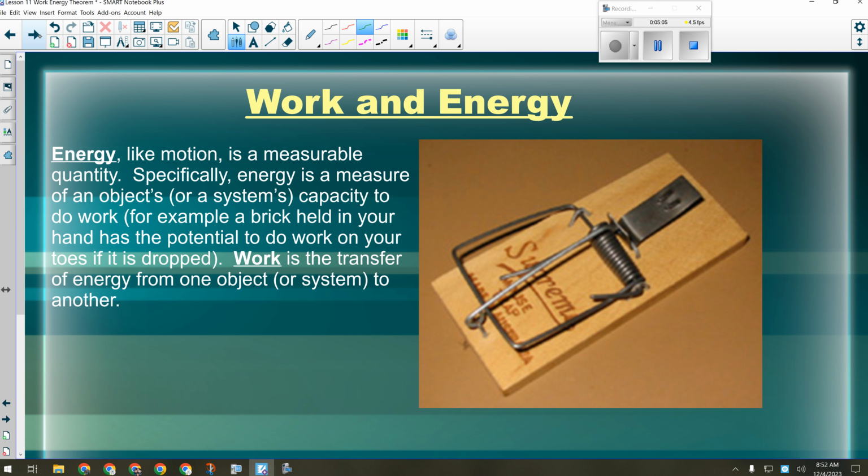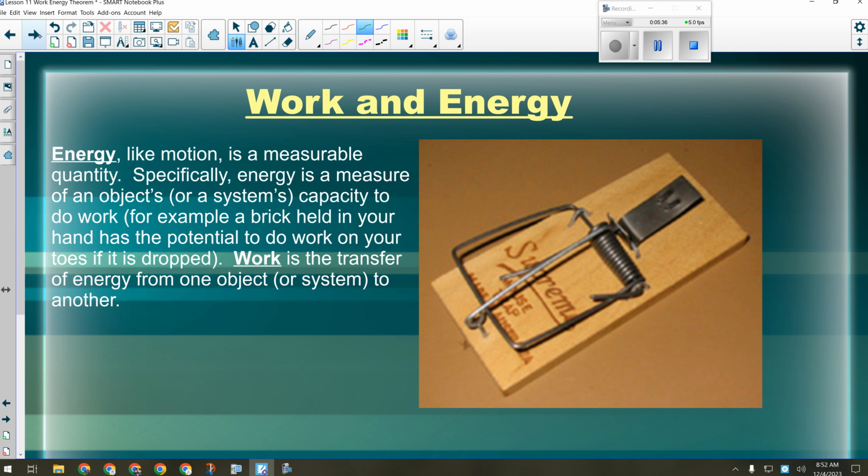A simple example of the work energy theorem: the operation of the basic mousetrap. How many people have ever used one of these before? All right, good. None of you put out poison. Poison is cruel. This is quick. So, in order to set a mousetrap, what do you have to do? Pull the thing back and then put the thing in? Okay, yeah.